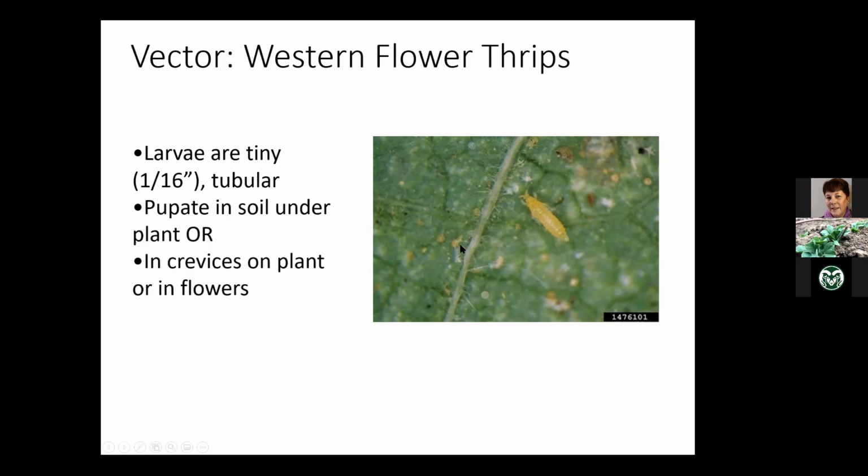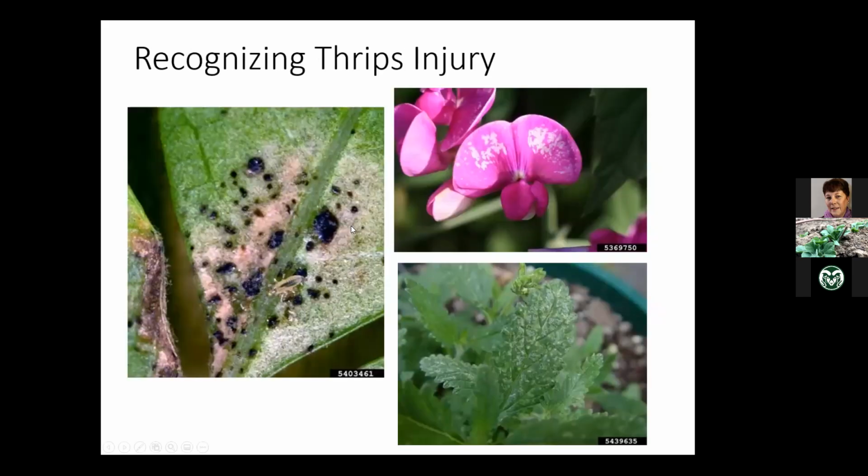One of the characteristics of thrips feeding on plants is that it's kind of a silvery color, and oftentimes you'll see some blackish dots or spots inside that silvery color. I do have a good picture of it here. So this is thrips injury. This is what we talk about with the silvery color on the plant material. This is where the thrips have been feeding.